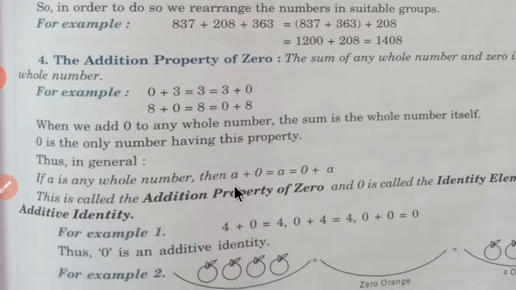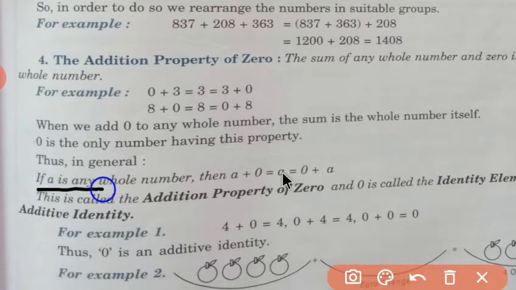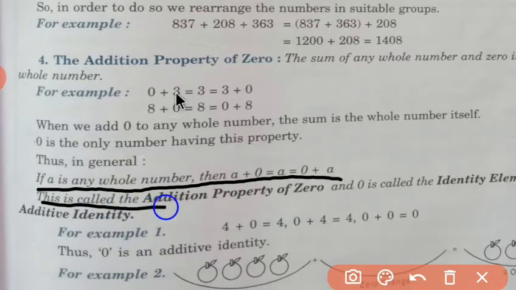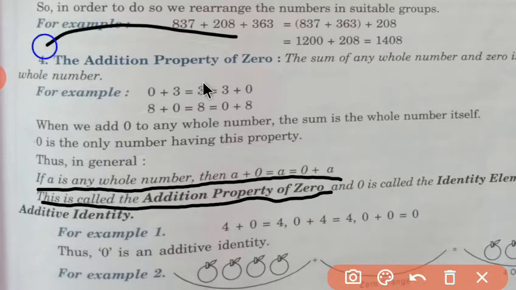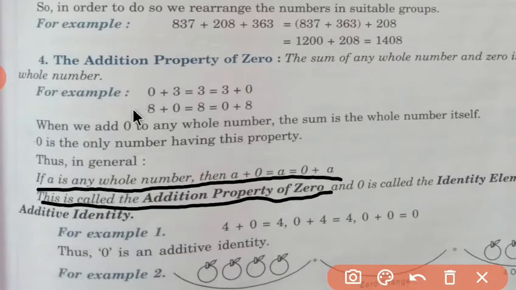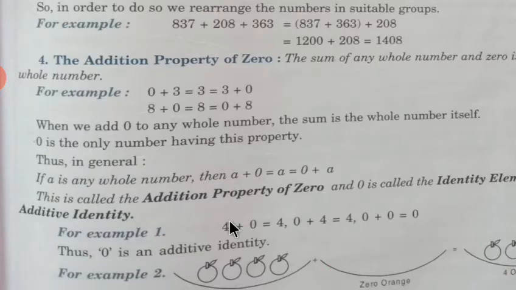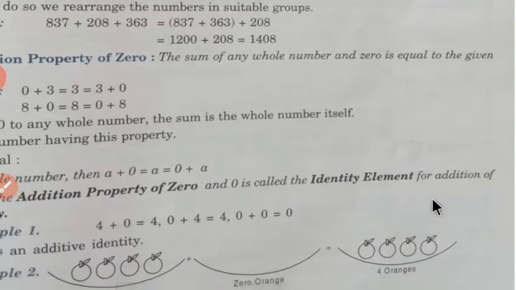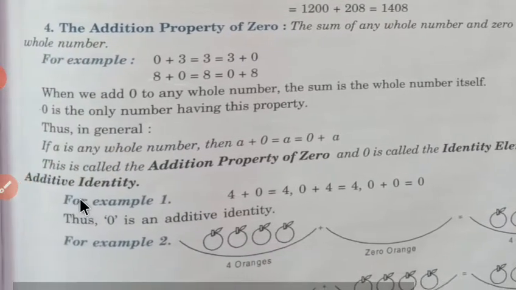if a is any whole number, then a plus 0 is equal to a, or 0 plus a. Here you can see that a, b, c are all whole numbers only. So 0 is the only number having this property, because 0 is the only whole number to which if we add any whole number, the sum will be the whole number itself. So we can say that this property is called the addition property of 0, and 0 is called the identity element for addition, or additive identity.